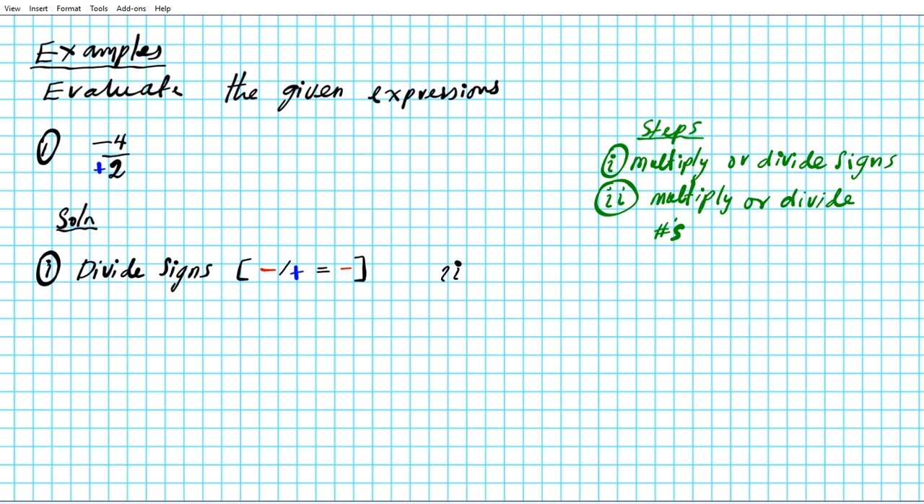And then for the numbers, when we divide the numbers, what we're looking at is just basically 4 divided by 2. And we know that that is 2. Alrighty, so if we put everything together, -4 divided by 2, you can do this mentally. The signs minus over plus is minus. 4 over 2 is 2. So -4 divided by +2 is -2. That's the answer for question number 1.